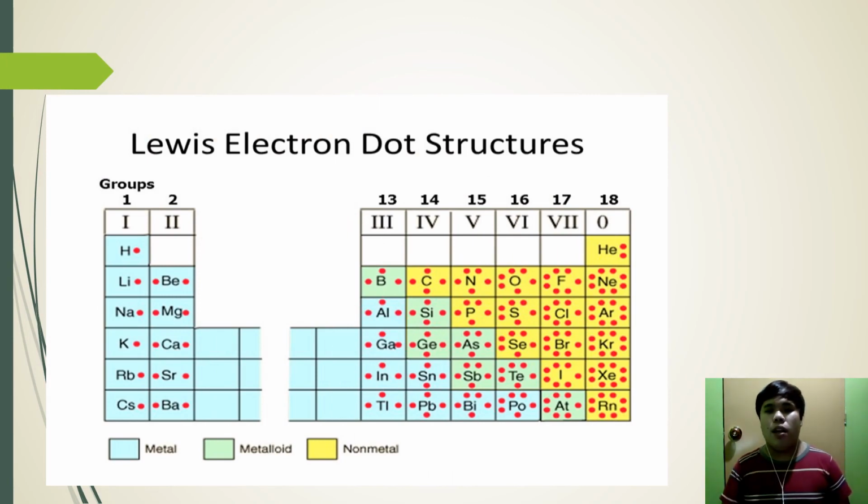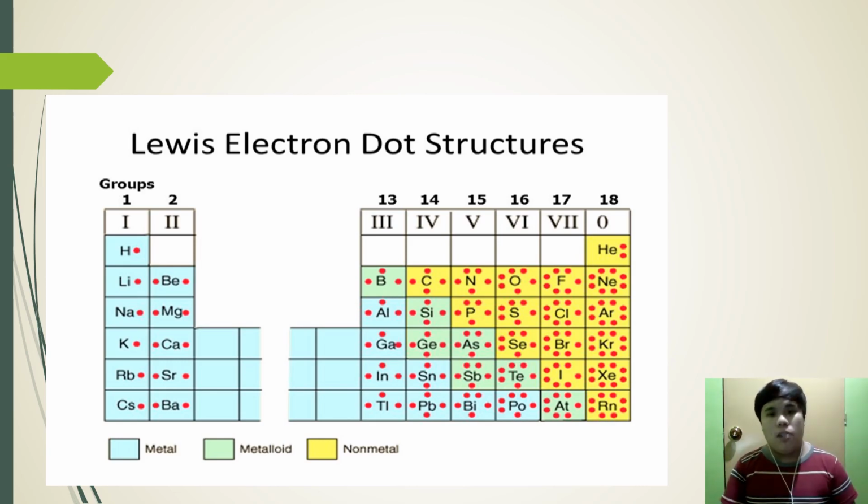Now we have the Lewis electron dot structures. I am showing this to you as a review since you will be making other Lewis electron dot structures later. Again, for groups 1 and 2, you can get their valence electrons by considering their group number. Group 1 has 1 valence electron, group 2 has 2.